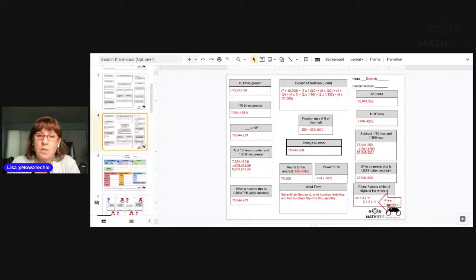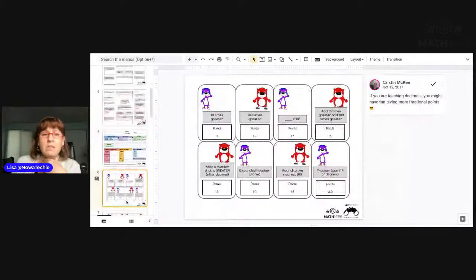So you give the students a number. So here's the number that you're giving them. So they have to do 10 times greater, 100 times greater, to the third power, adding, write a number that's greater than, so on and so forth. This, they actually have cards. So this would be cards instead of a board that you follow. It's flashcards. It's cards that they take.